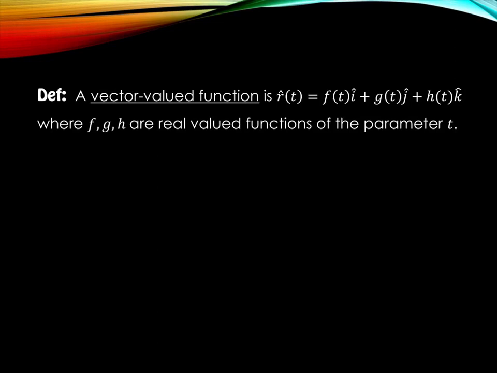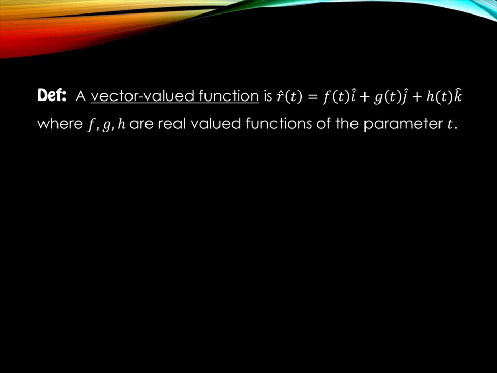So how does this differ from what we've done before? Well, before, where we had f, g, and h, we had just numbers. They were constants, right? Now we've got functions that are playing into what's happening in the i direction, the j direction, and the k direction. Okay? But much of the things that you expect to be true are going to work.